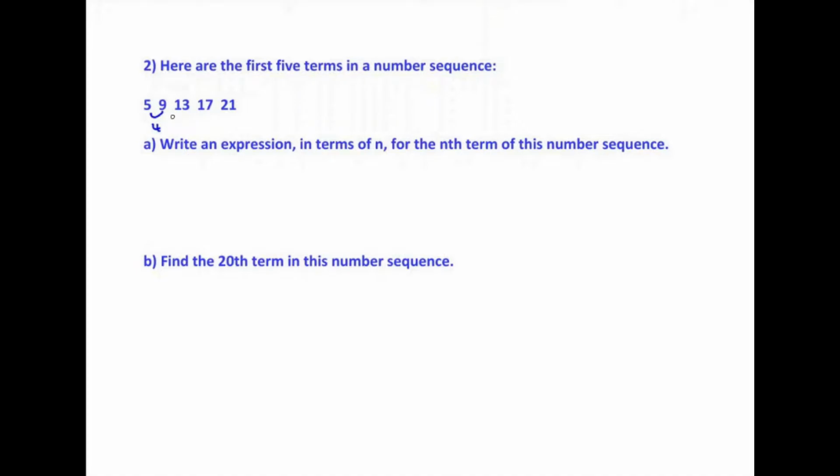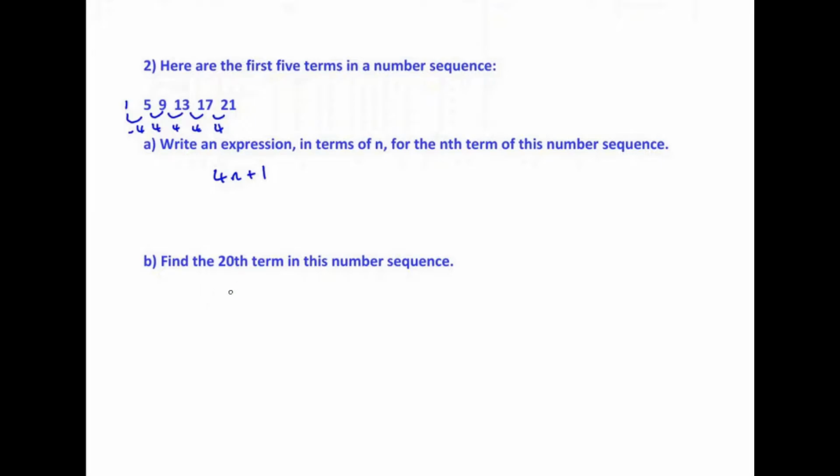So 5 up to 9 is 4. 9 up to 13 is also 4. 13 to 17 is 4. And also 17 to 21 is 4. So the first part of our nth term is going to be 4n. To find the rest of the term, we go back now and we find the number before the 5. So I'm going to take away 4 and I'll end up with 1. So our nth term is going to be 4n plus 1.